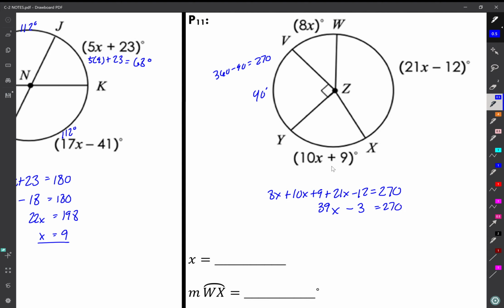Alright, so then we'll add the 3, so 39x is 273. Divide both sides by 39. x is equal to 7. So WX, let's see, is going to be 20. We're just going to plug in 7. And so WX is 135 degrees.